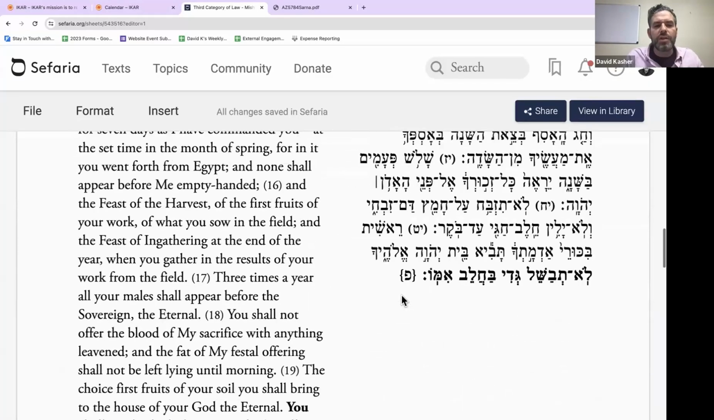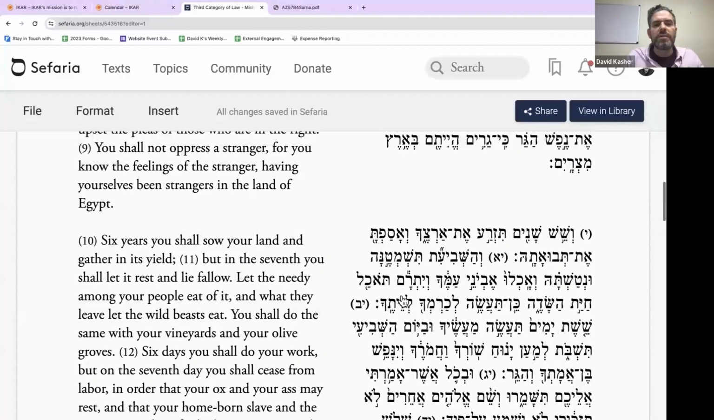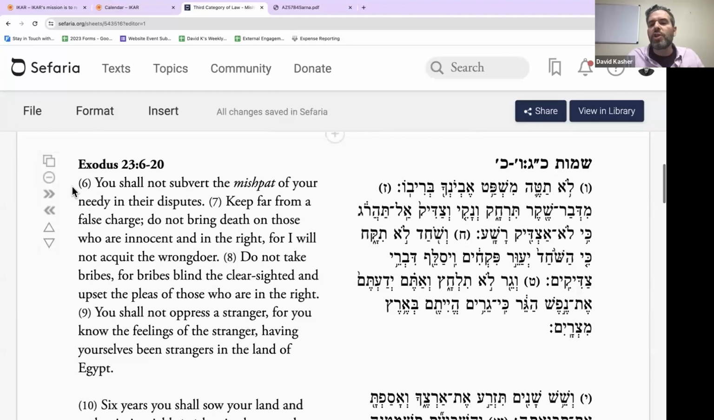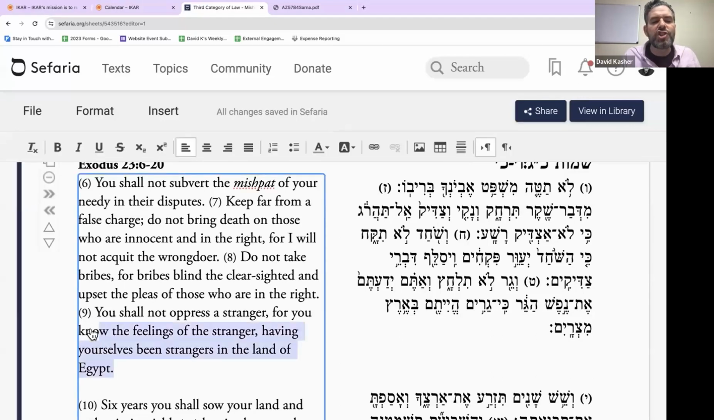And then towards the very end, I'm going to bring you back up to Exodus 23, the end of the legal code here. I just want to give you a sense that we're still talking about Mishpatim. You shall not subvert the mishpat of the needy, keep far from a false charge, do not bring death on those who are innocent, for I will not acquit the wrongdoer, do not take bribes, for bribes blind the clear-sighted. And then, as if it's concluding, I really feel like this is another clue that the Mishpatim are over, because they conclude with a general: and you shall not oppress the stranger, for you know the feelings of a stranger, having yourselves been strangers in the land of Egypt.